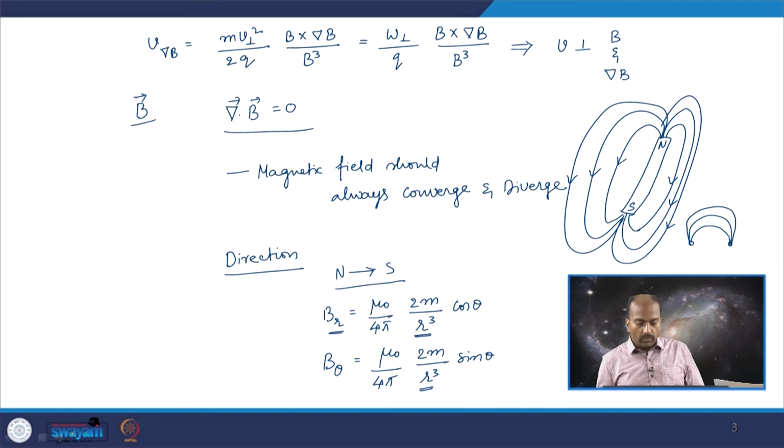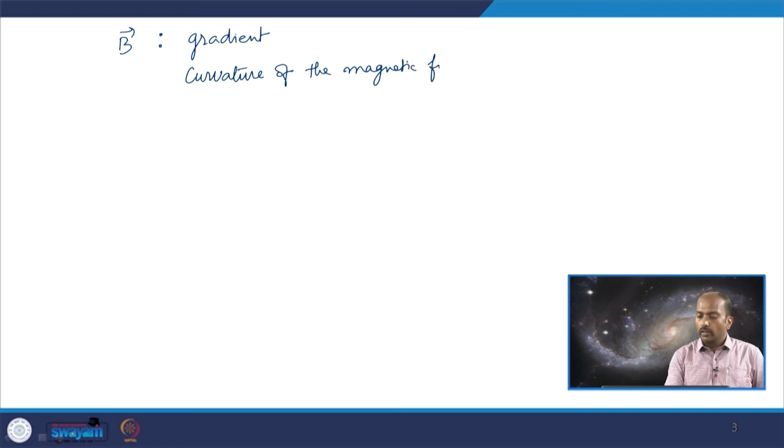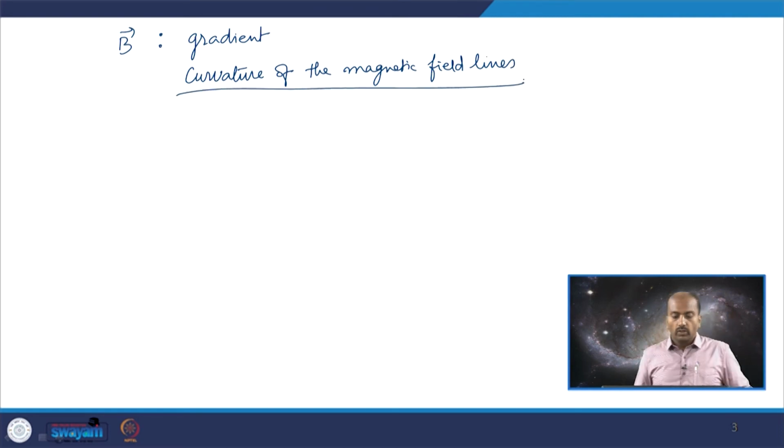So, what does it mean? The gradient of the magnetic field B is always associated with a curvature of the magnetic field lines, right. So now what we have seen is that the magnetic field, due to its gradient, gives what is called the drift velocity, sorry, the gradient drift velocity.